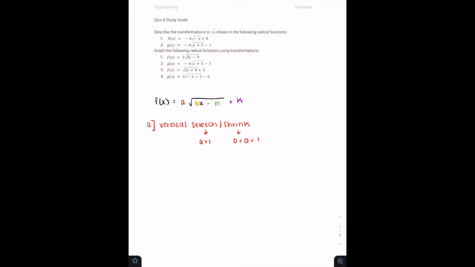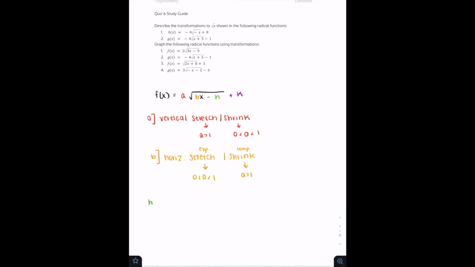Our variable b is a horizontal stretch or shrink. It could also be said as expanded or compressed. To know if it's a stretch or if it's expanded, it's actually the opposite of what a vertical stretch or shrink is. So for a stretch, it needs to be in between 0 and 1, and for it to be a shrink, it needs to be greater than 1.